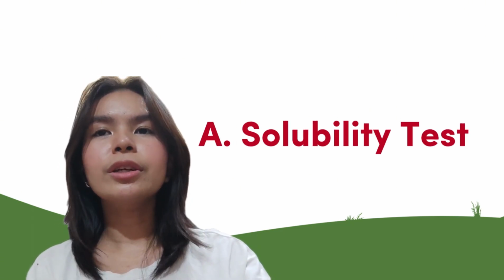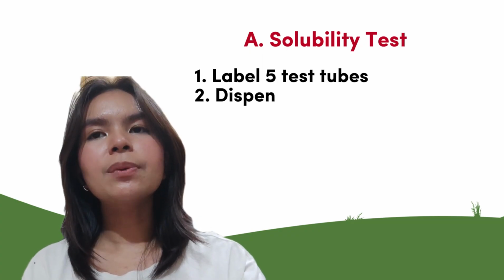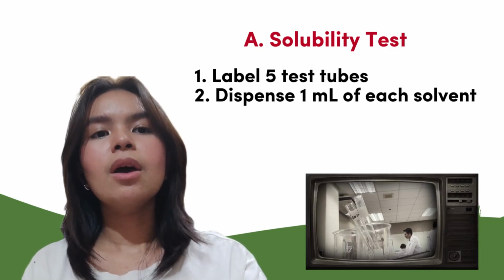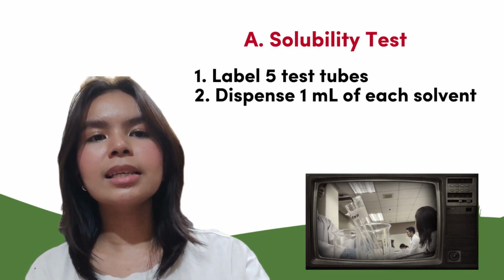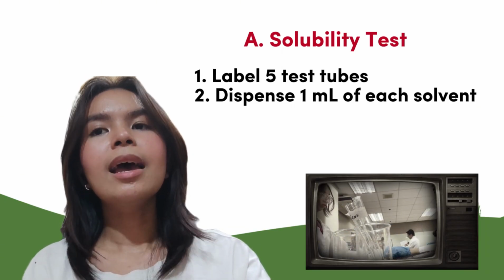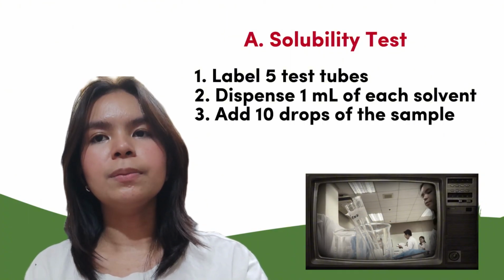So the first test that we are going to do is a solubility test. We are going to determine the solubility of different lipid samples in various solvents. First, we need to label 5 test tubes and dispense 1 ml of each solvent, water, NaOH, butanol, ethanol, hexane into each test tube, and add 10 drops of canola oil sample to each test tube.